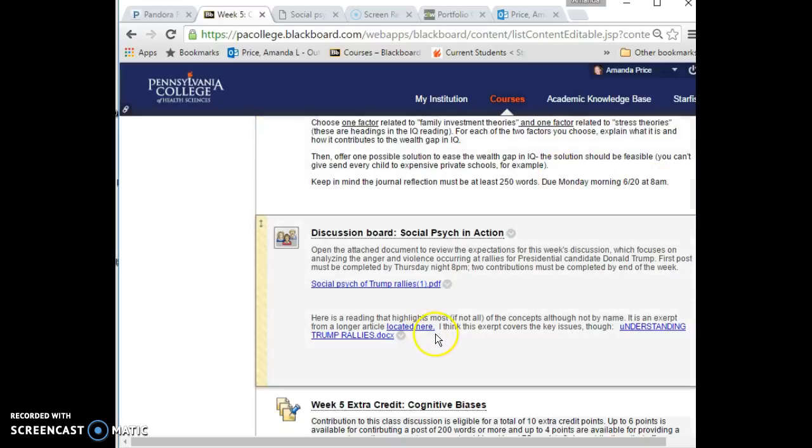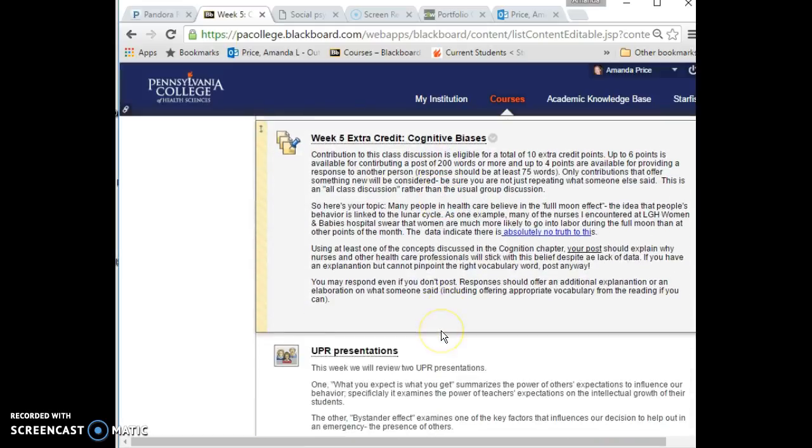Now, there was also a topic that I wanted to cover, and I decided to make it an extra credit all-class discussion. And this is asking you to consider how some of the cognition concepts that we are reviewing actually relate to the idea of a full moon effect on people's behavior.